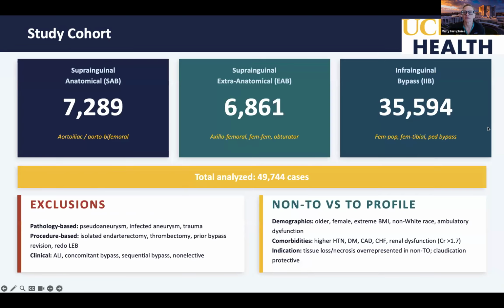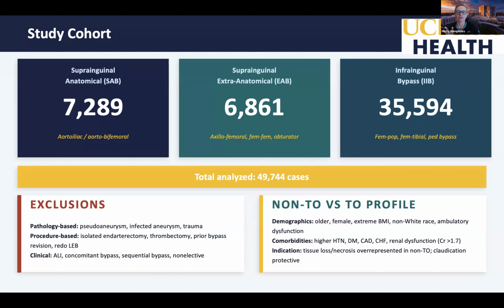And let's see, next slide. There we go. So when we look at the study cohort, the suprainguinal bypass, we're talking about 7,200 patients, or suprainguinal extra-anatomic, and the infrainguinal numbers, of course, we do a lot of those. I think everybody in here can see the huge number over there. The exclusion criteria were pseudoaneurysm, infection, procedure-based sort of isolated endarterectomy, thrombectomy.